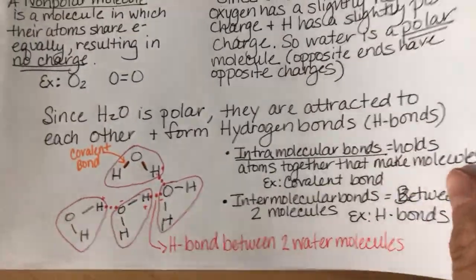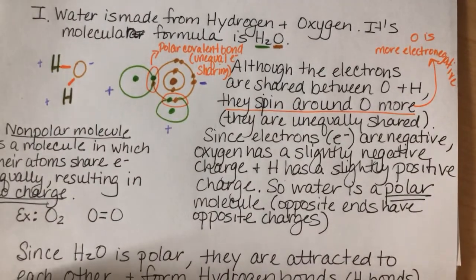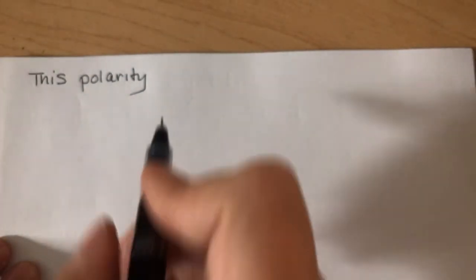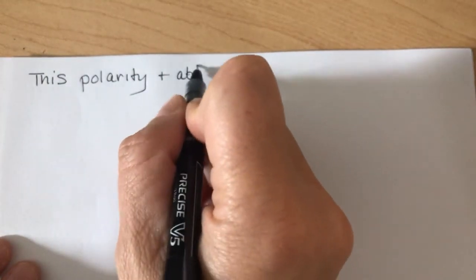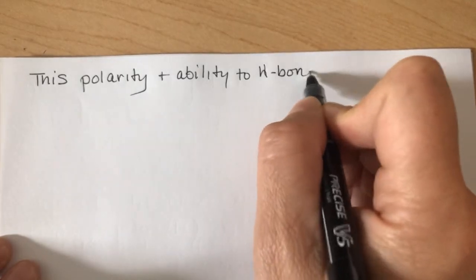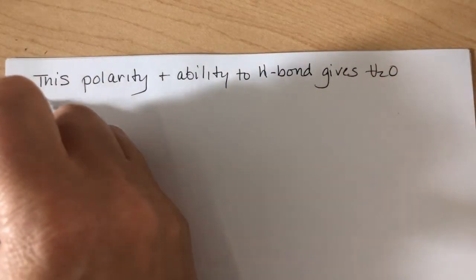I'm going to switch to a different page. The fact that water is polar and can make hydrogen bonds gives it lots of unique properties that are important to living things. That's what we're going to look at next. This polarity that we just learned about, this polarity and ability to hydrogen bond, gives water unique properties.